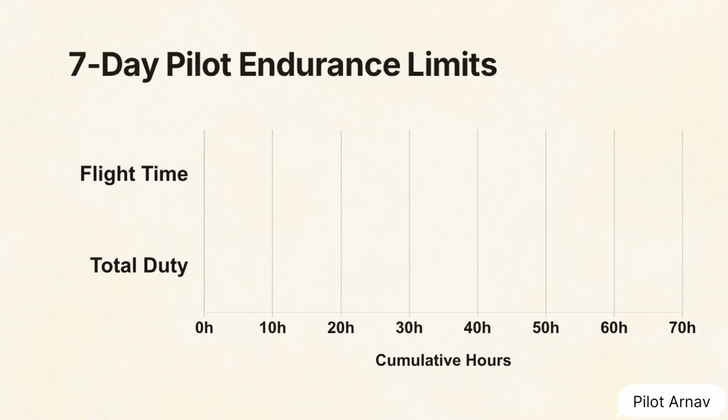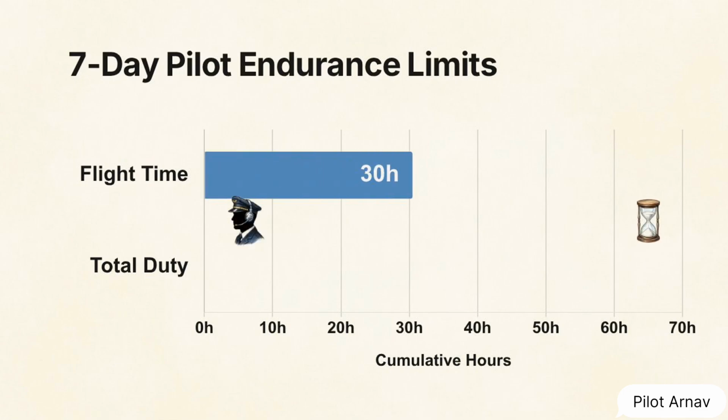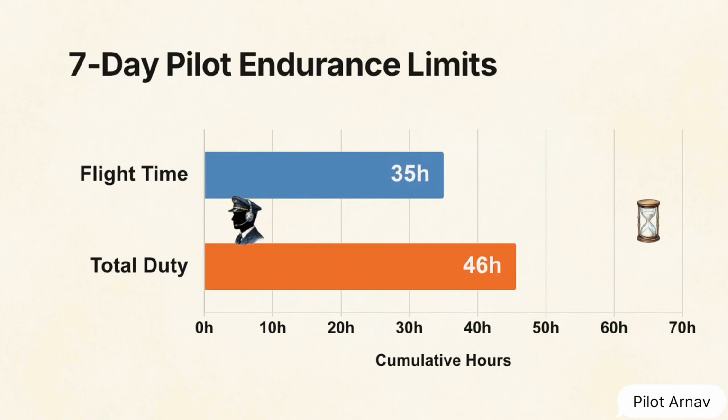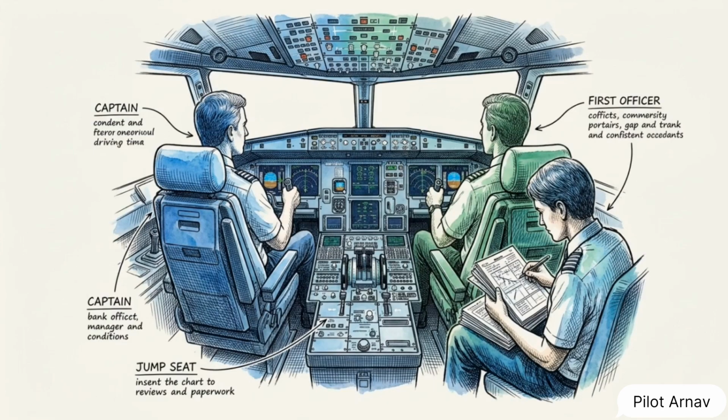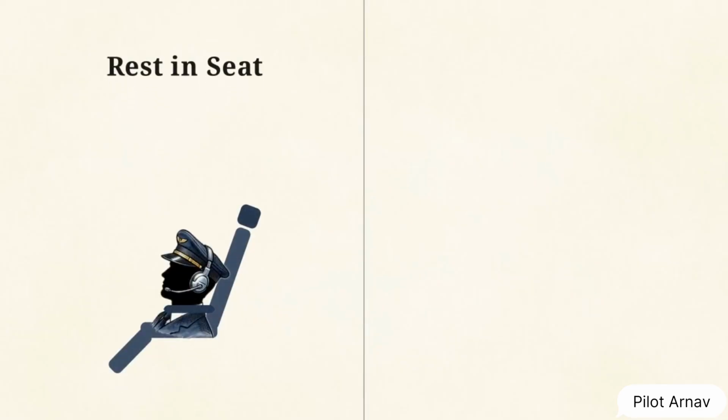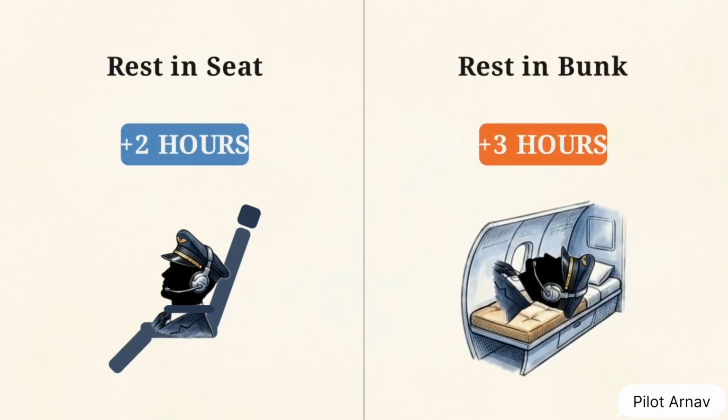Endurance is monitored through cumulative limits. In any 7 consecutive days, a pilot is limited to 35 flight hours and 60 total duty hours. Limits can be extended by utilizing augmented crews. These extra crew members allow for in-flight rest. Resting in a seat provides a 2-hour extension to the duty period, while resting in a bunk provides 3 hours.